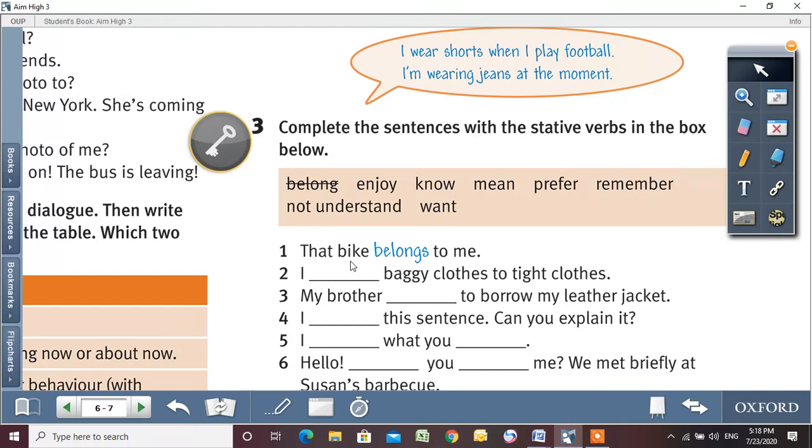1. That bike belongs to me. 2. I prefer baggy clothes to tight clothes. 3. My brother wants to borrow my leather jacket. 4. I don't understand this sentence. Can you explain it? 5. I know what you mean.